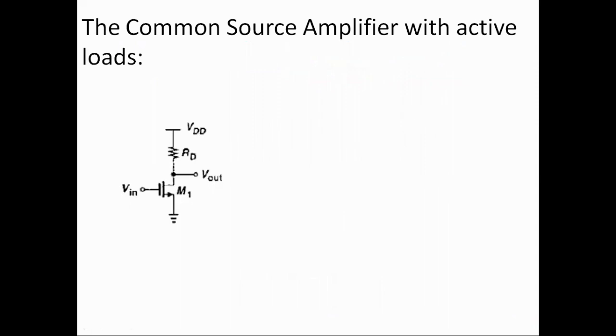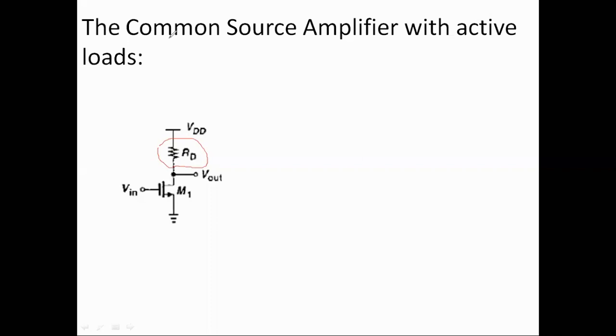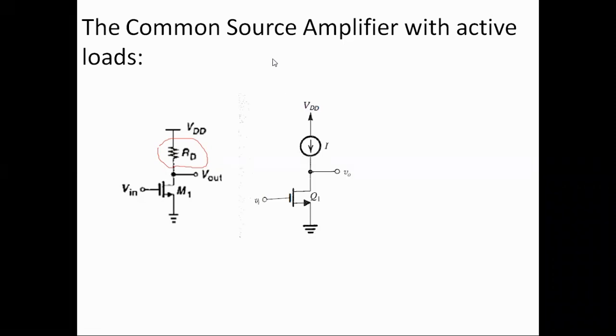Now see, this is a circuit diagram of a common source amplifier with resistive load. Here, the load is resistance RD, so it is a common source amplifier with resistance load. Replace the load resistance with a constant current source I, so that it will become a common source amplifier with current source load.